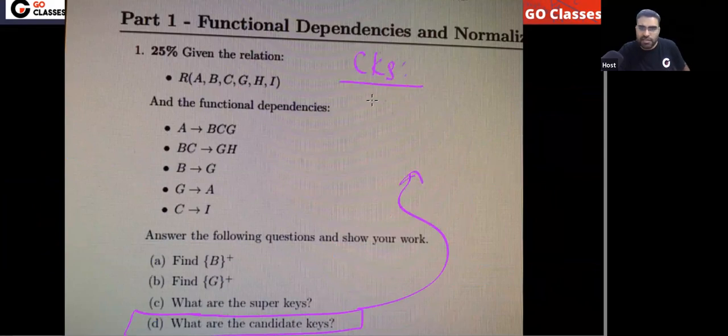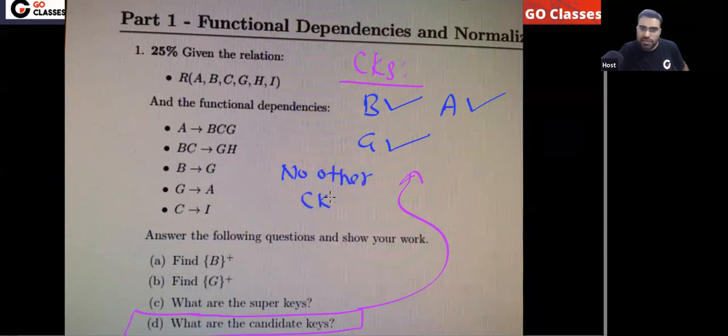Okay, the candidate keys are these. This is a candidate key, this is a candidate key, and this is a candidate key. Nothing else is a candidate key. Yes or no? These three are the candidate keys, and no other candidate key is there. Only these three candidate keys are there.